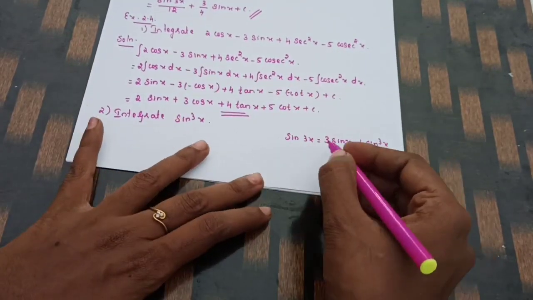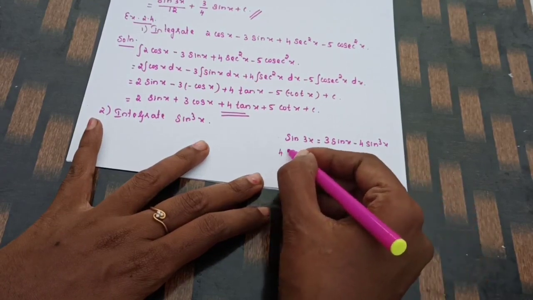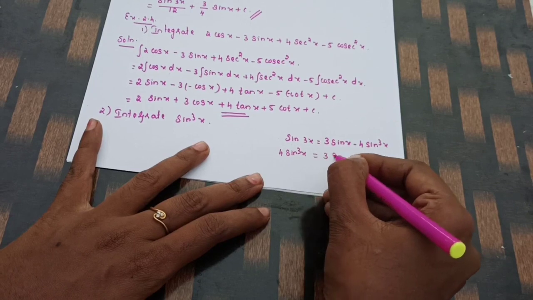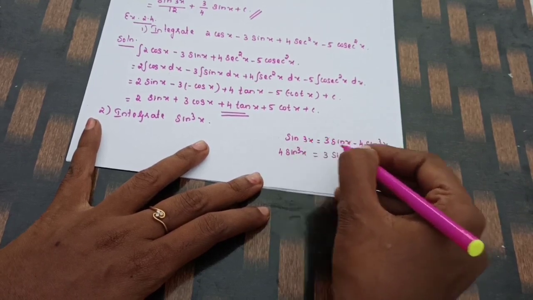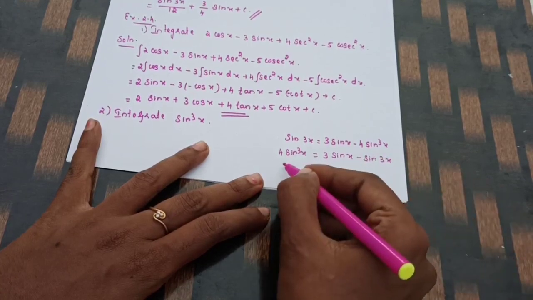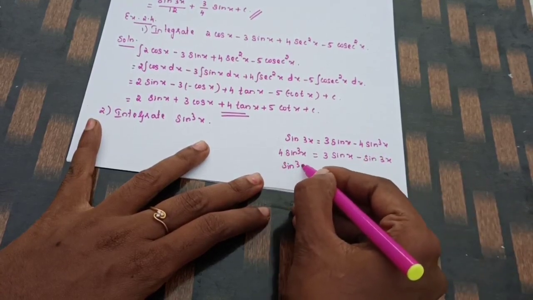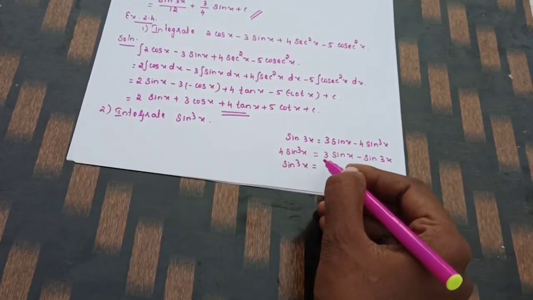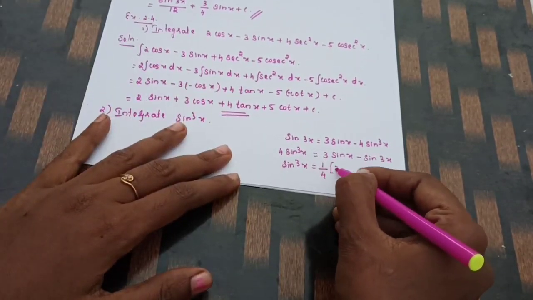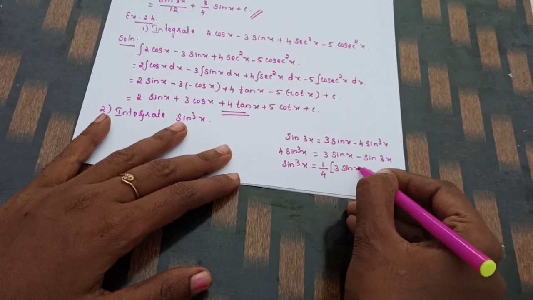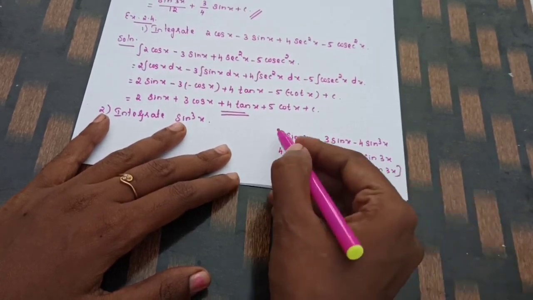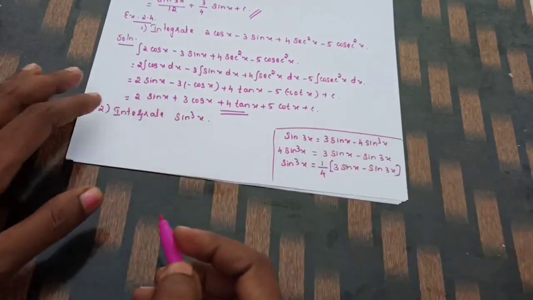It's the formula. So I need the 4 sin cube x value. So I am bringing this term to here, so it will become positive. 3 sin x, bring this to here, so minus sin 3x. Now sin cube x is equal to, what will happen? This 4 will come here, so 1 by 4 into 3 sin x minus sin 3x. Okay, so this is a formula. Then you can do it easier.